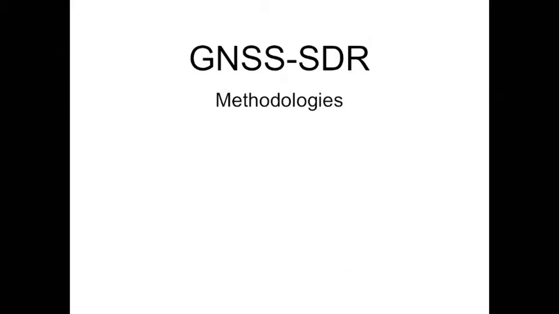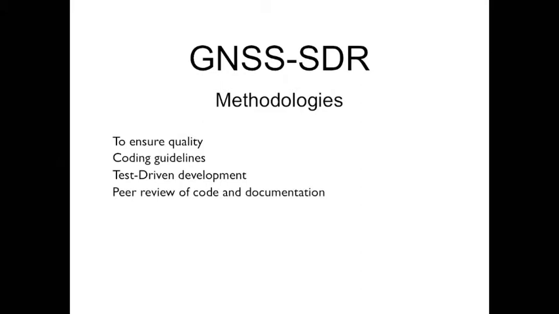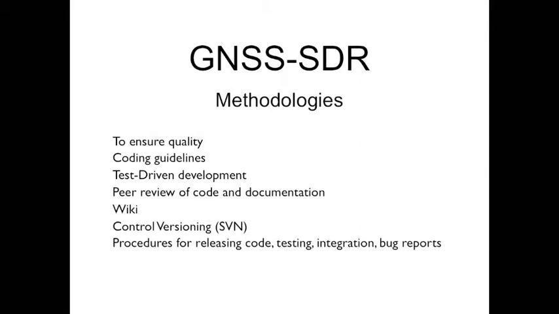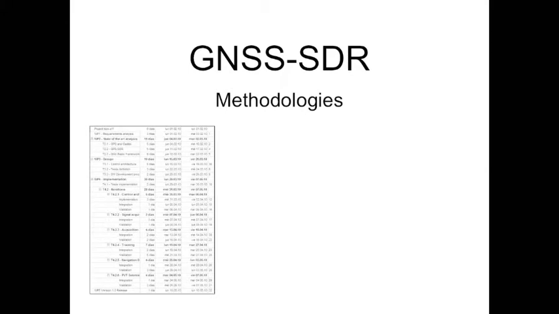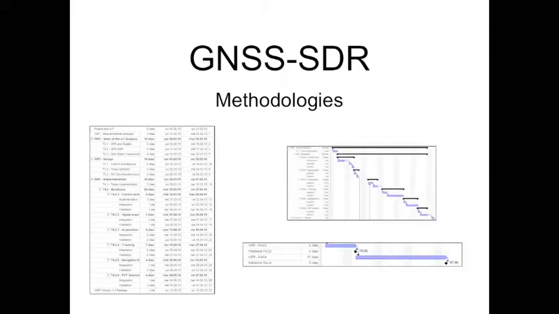The GNSS-SDR project made use of well-known software methodologies and tools to ensure quality on the resulting software. Coding guidelines, test-driven development, peer review, sharing information through a wiki, version control, release, build and test procedures, unit testing, integration testing, bug reporting, etc. The project had a very detailed schedule. It was defined to contain all necessary tasks to achieve a complete GNSS-SDR application.